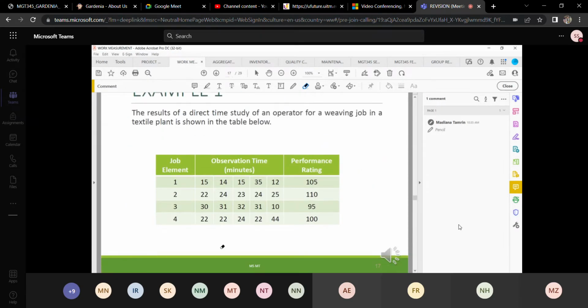Okay, so these are the examples. I think for work measurement, it is much easier. The only thing is you must be careful choosing your observation time. Remember, if the number is too high or too low, you don't choose it. Over here, 35 is too high. You don't choose it. This one you choose all. This one you don't choose, and this one. For job element 3, this is the smallest one. For job element 4, this is the highest number, so you don't choose. Performance rating, also known as the observed rate.